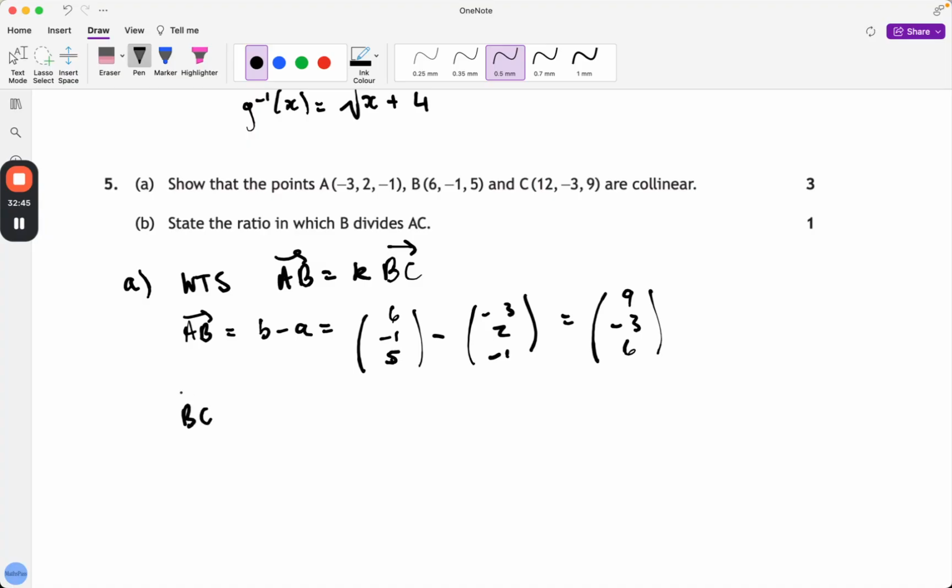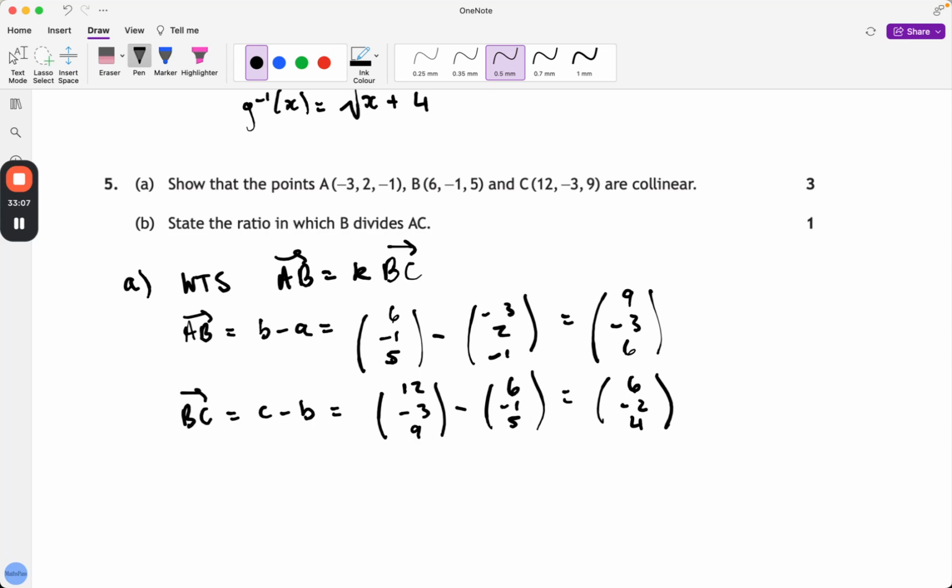If we then look at BC, that gives us C minus B, and so C is (12, minus 3, 9), and B is (6, minus 1, 5). So 12 minus 6 gives us 6, minus 3 minus minus 1 gives us minus 2, and then 9 minus 5 gives us 4. So from here it's not straight away obvious that we have that AB equals some number times BC.